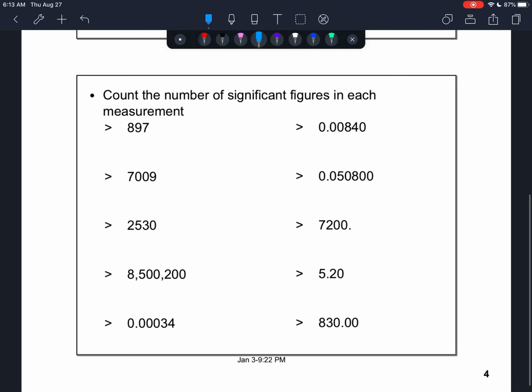I'm going to have you guys practice using your rules on these, and when you're ready to check your answers, unpause the video.